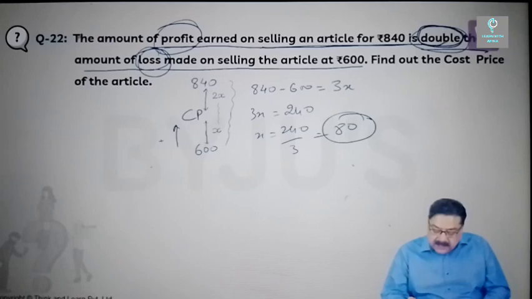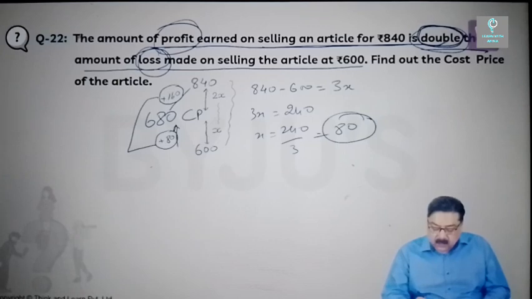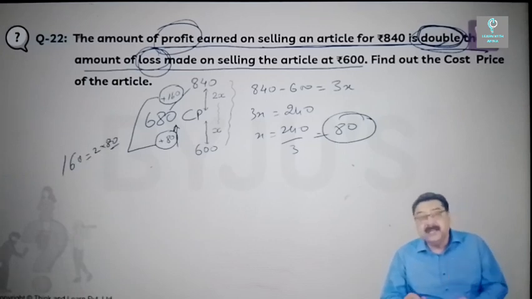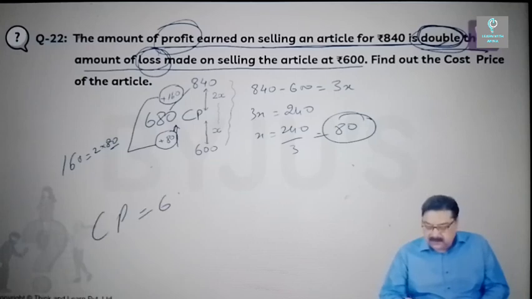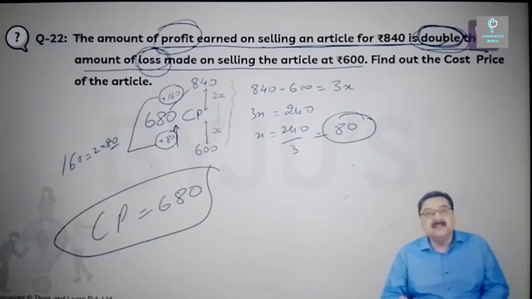So you increase 80 rupees here, the cost price will come out to be 680, and the difference between 840 and 680 is 160. Now observe this 160 and rupees 80, this 160 is 2 times the loss made, that is rupees 80. So the cost price of the item is rupees 680.